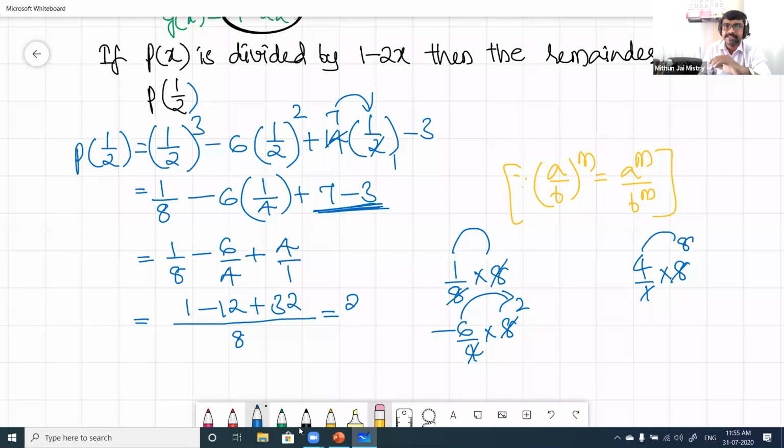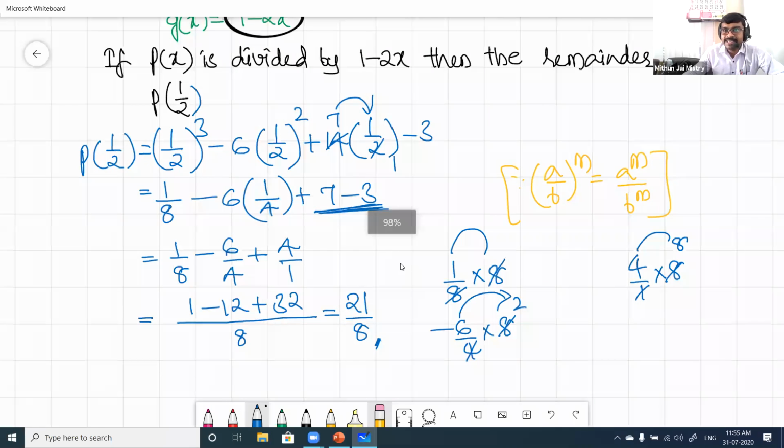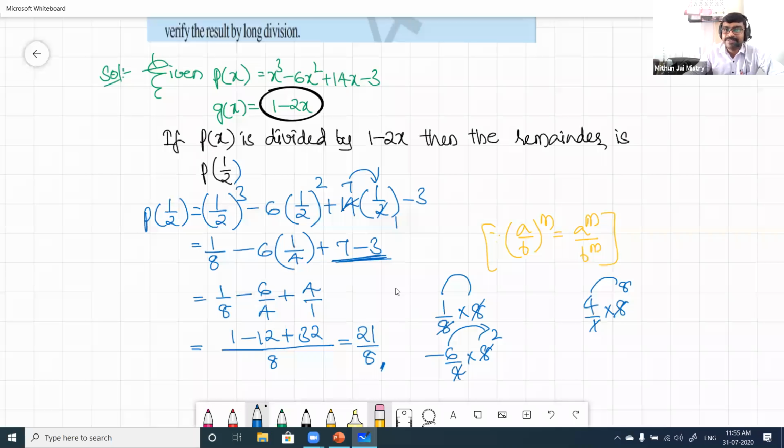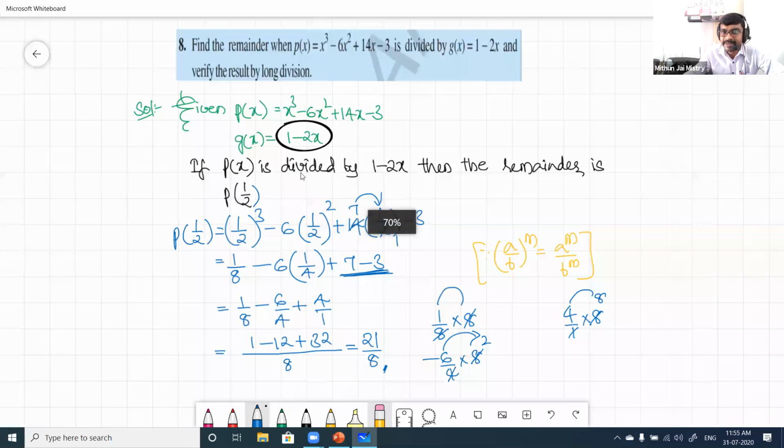That's what I'm getting. What is the remainder? 21 by 8. Wow, so nice remainders we are getting. So this is the remainder which I got by using the application of the remainder theorem. Sir, where is the remainder theorem? Sir, this is only the remainder theorem.